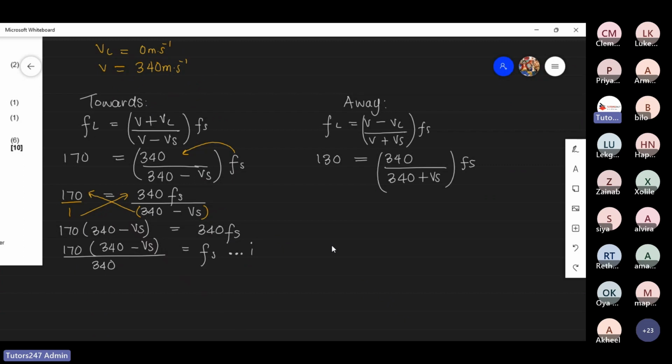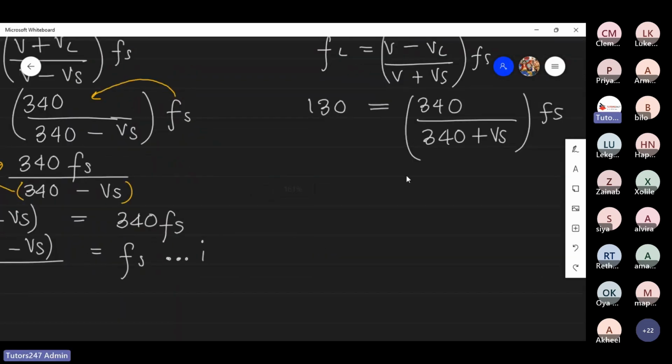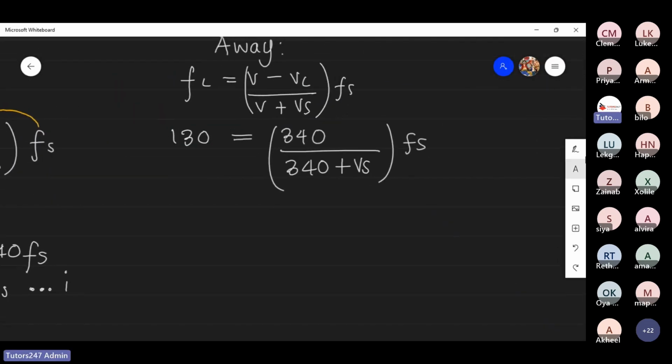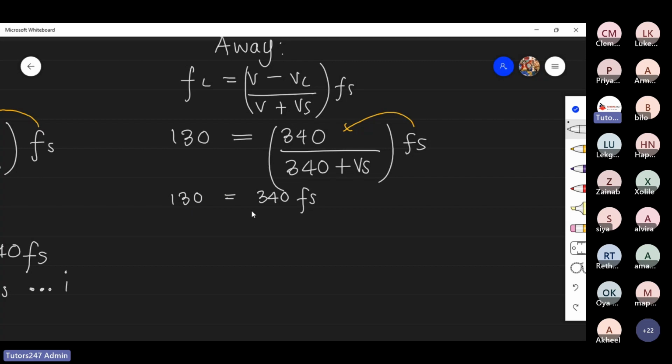Okay, I'm going to do the exact same thing with the away equation. I've already substituted the known values. The only thing that's left is to make Fs the subject of my formula. So, same thing as before. I'm going to multiply Fs with the 340. That is then going to give me 130 equals 340 Fs all over 340 plus Vs.